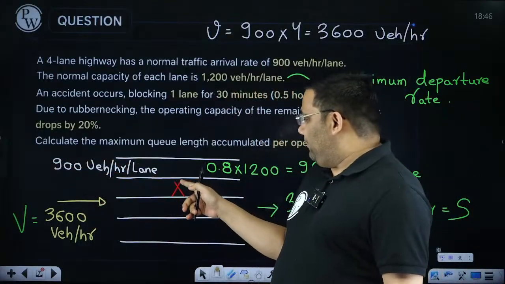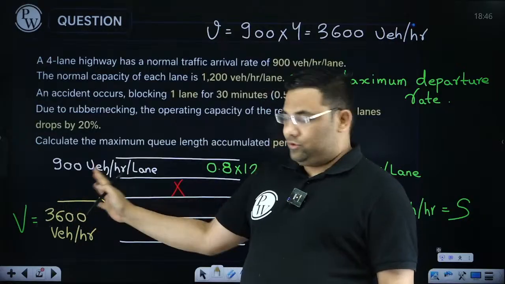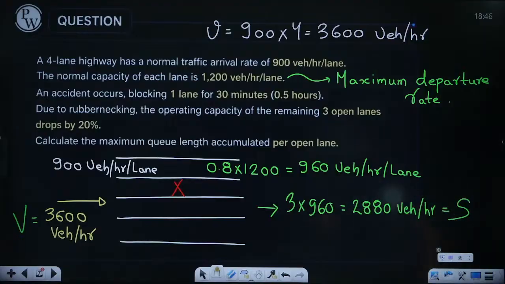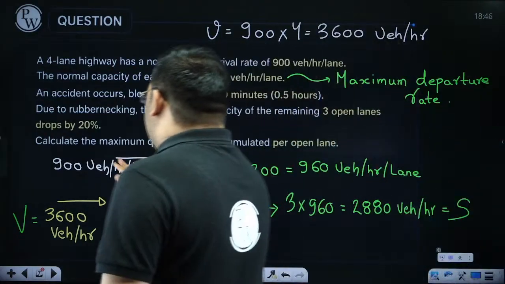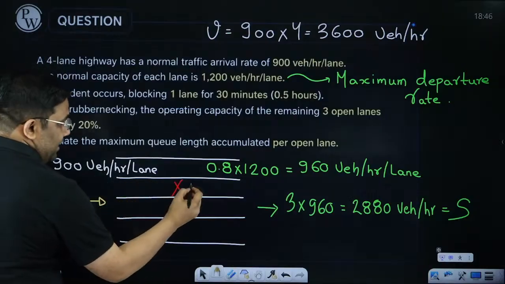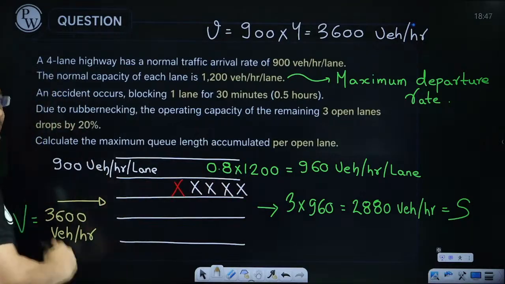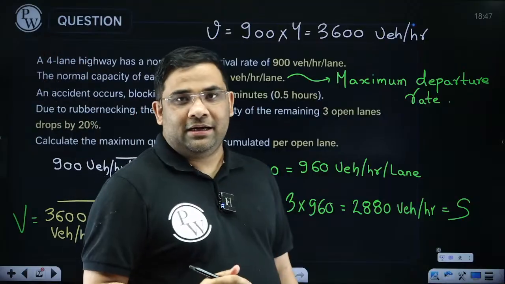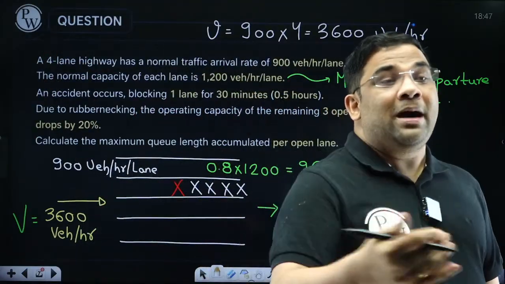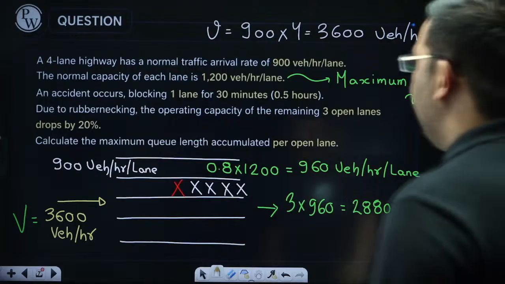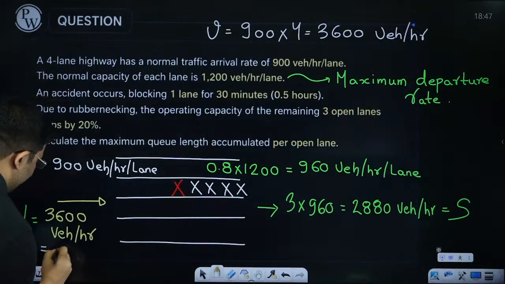Because here the blockage is there, but before it there is no blockage. So the vehicles will arrive in all the 4 lanes. Because the blockage is there, further there won't be any departure from this lane, but arrival will be there. If the road is blocked ahead, it doesn't mean that vehicles will not arrive. They will not depart from that lane, but they will keep on arriving in that lane, right? So the arrival rate will be 900 into 4.